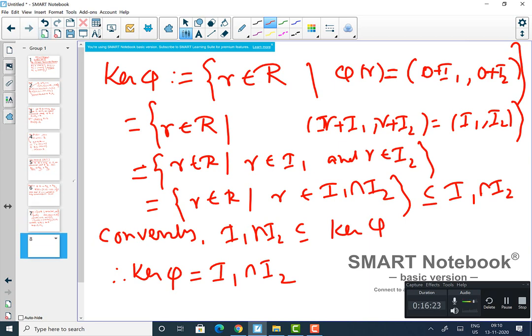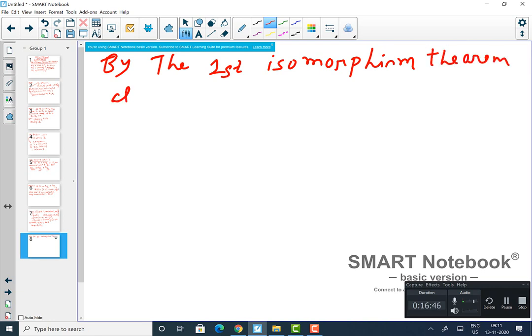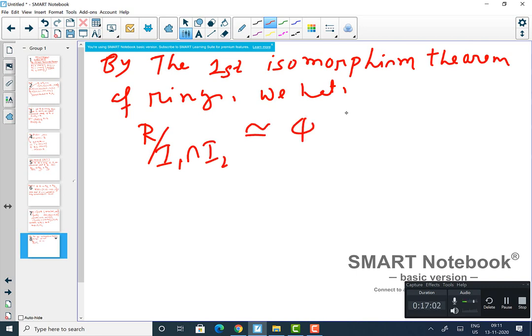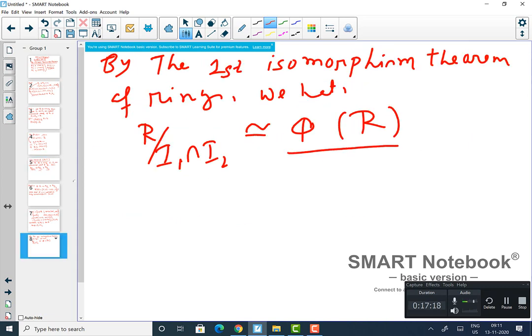So now you can use isomorphism theorems of rings. We have that this R mod I1 intersection I2 is actually isomorphic to the image of phi, right? Okay, so this is okay, right? But you see, this is not our goal. My goal is to prove that this is the product ideal, not the intersection ideal, right? And also this phi of R has to be the full thing, right?